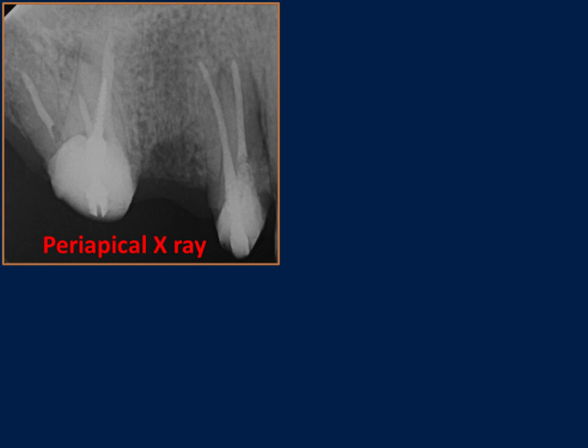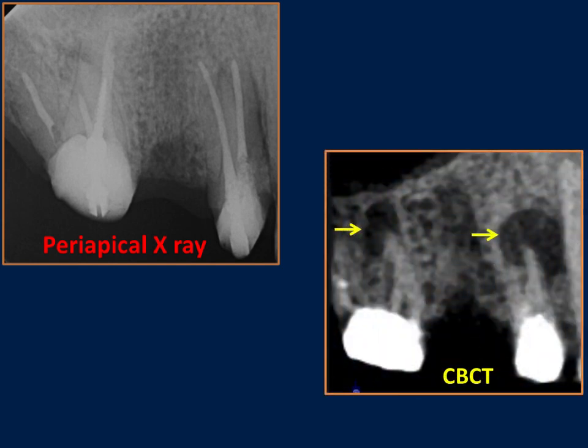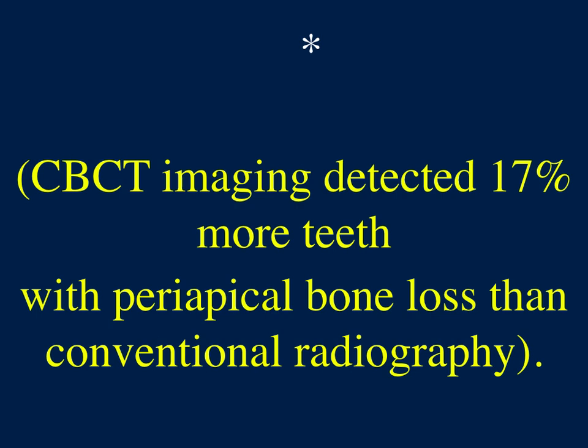appear yet. But if we take CBCT, we can see the lesion inside because CBCT imaging detects 17% more teeth with periapical bone loss than conventional radiograph. So, starting today, when you have a patient who claims he has pain, and you could not detect anything in his X-ray with the 2-dimension periapical X-ray, think to take a 3-dimension X-ray or CBCT.